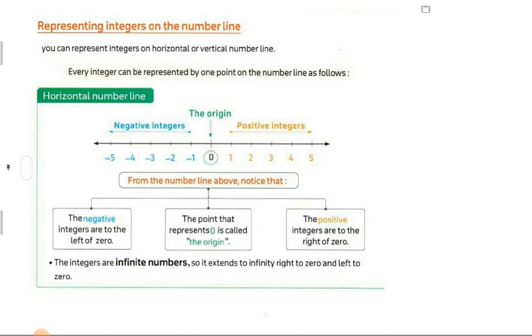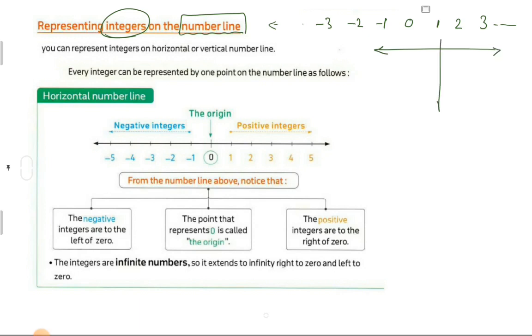So we know about integers now. Integers are a group of positive numbers 1, 2, 3 and so on, 0, and negative numbers -1, -2, -3 and so on. And we know about the number line. But this number line is just a line. We can make it horizontal like that, or we can make it vertical like that.